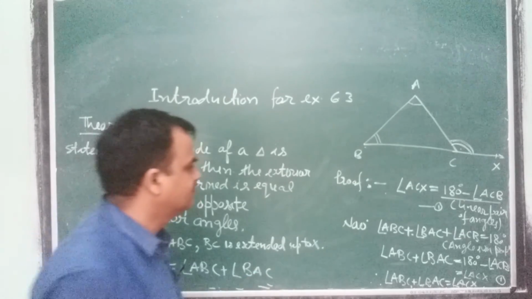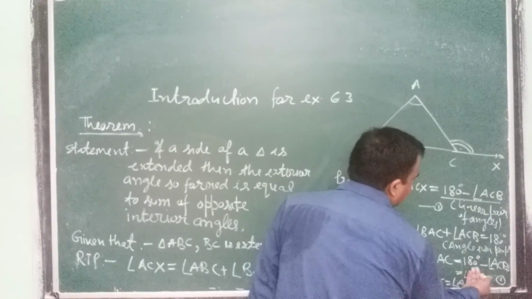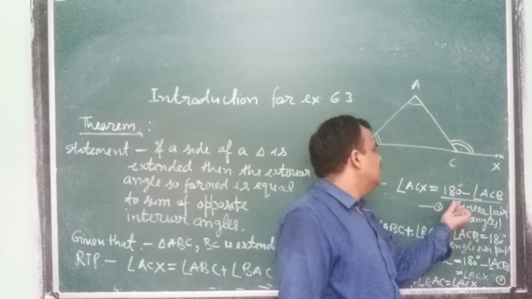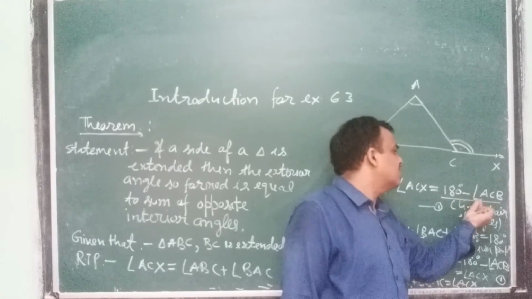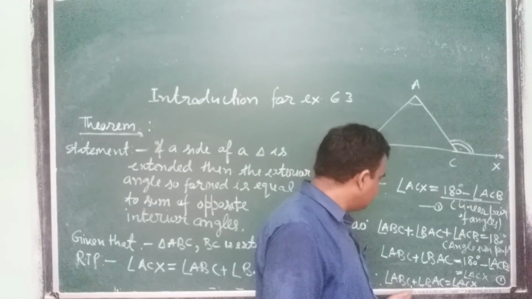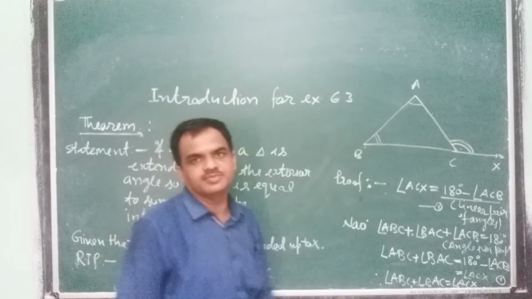Is it clear? Let us transfer this ACB to the right hand side. This is 180 degrees minus angle ACB, and here we have got 180 degrees minus angle ACB to be ACX. Therefore, the sum of these two angles is equal to ACX, and hence the theorem.